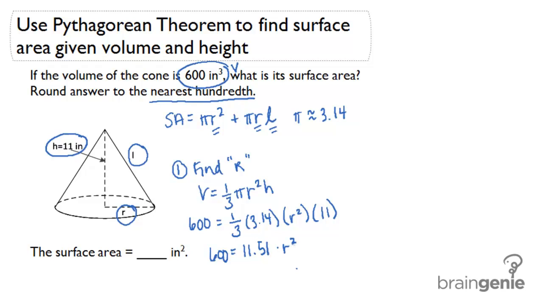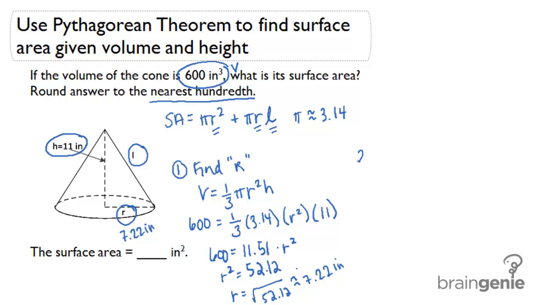times r squared. And then if I want to get the r squared by itself, I want to divide by 11.51. And I get r squared equals 52.12, which means r is going to equal the square root of 52.12, which is approximately 7.22 inches. So that's my radius.